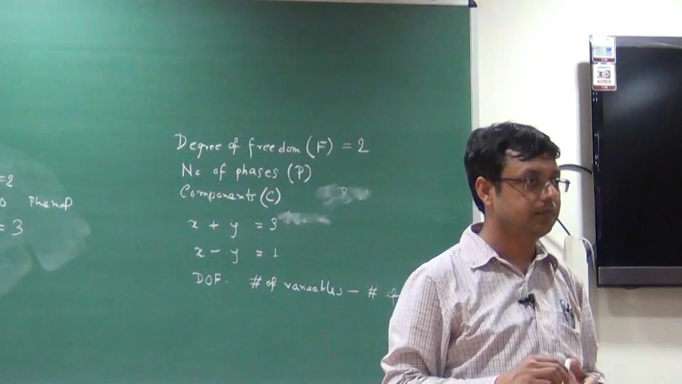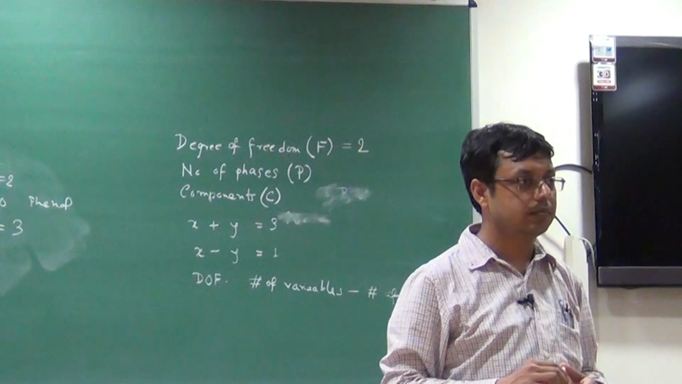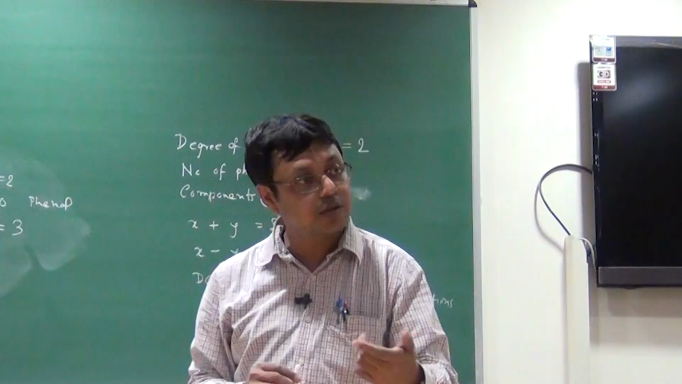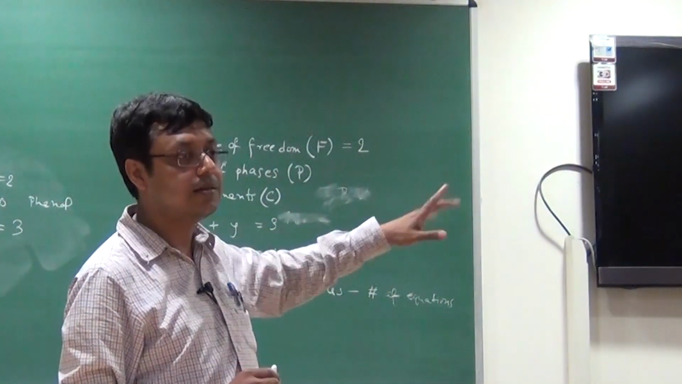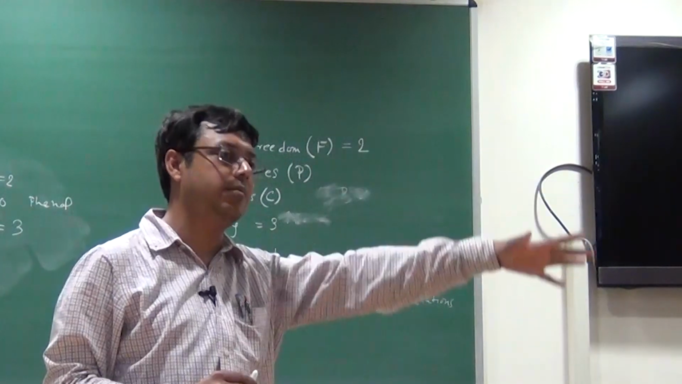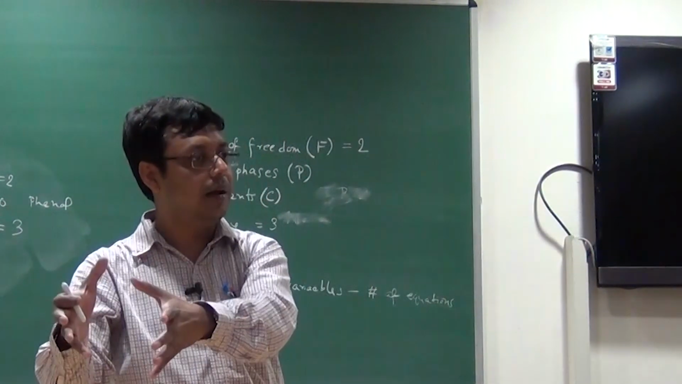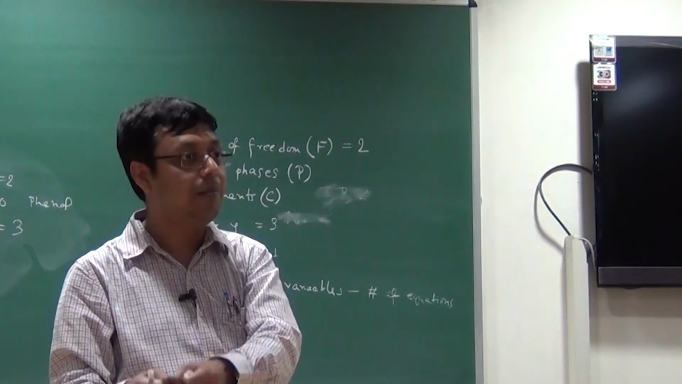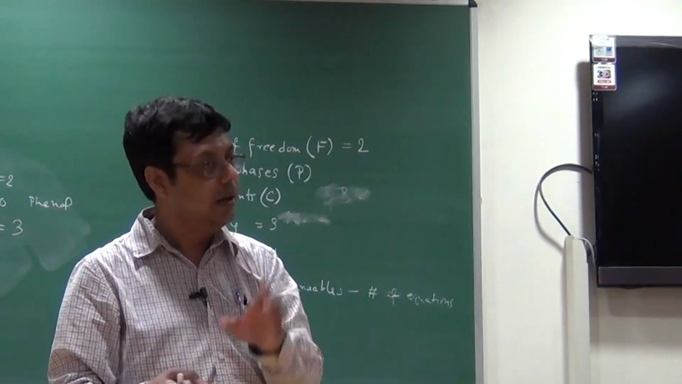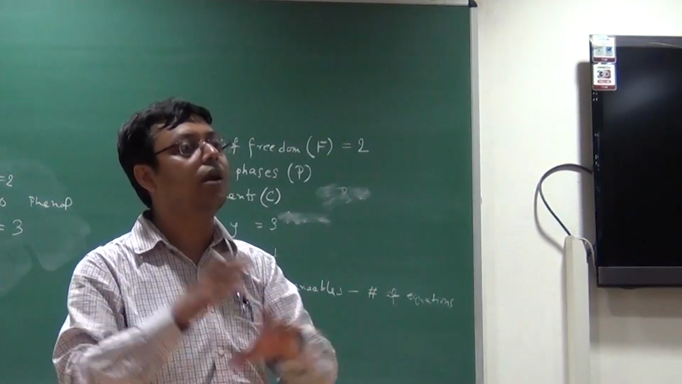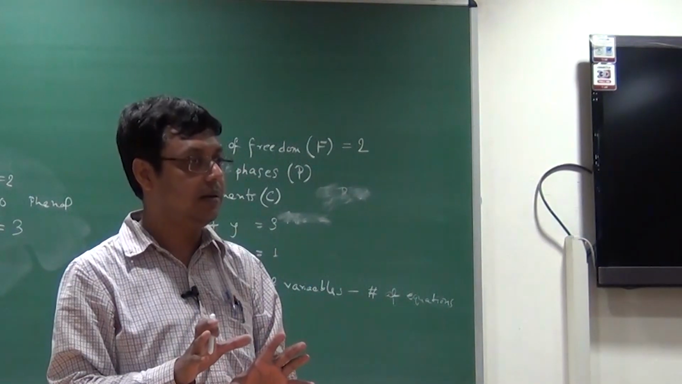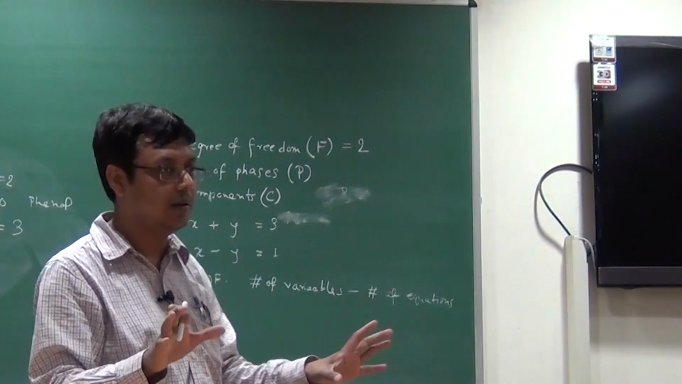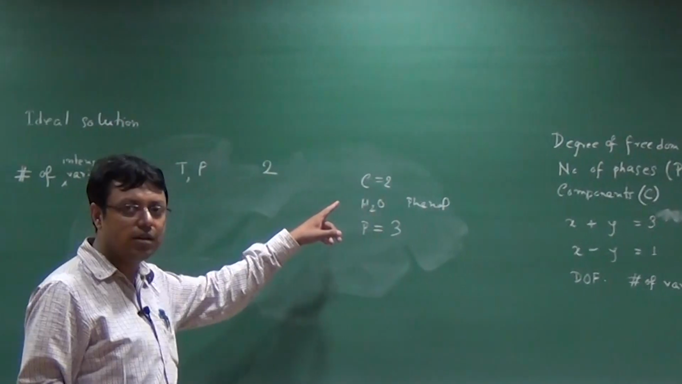But the mole fractions of both water and phenol will be related by an equation, so I'll treat that as a constraint. First I am calculating the total number of variables. Then I'll put the number of equations, which reduce the number of independent variables. So this is the total, but these are not independent yet. This is not the degrees of freedom yet. I'm just calculating the total first. Everybody understood what I'm saying, right?